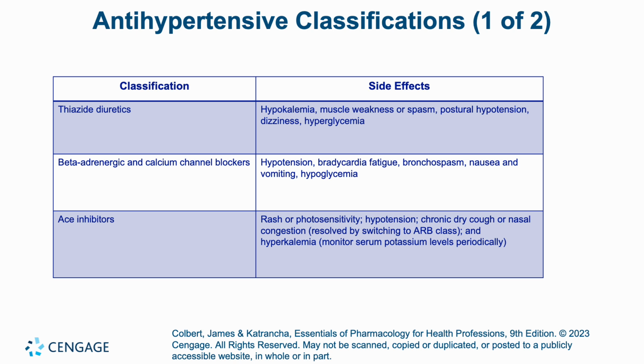The side effects are rash or photosensitivity, hypotension, chronic dry cough or nasal congestion, which can be resolved by switching to an ARB class, and hyperkalemia. Monitor serum potassium levels periodically.